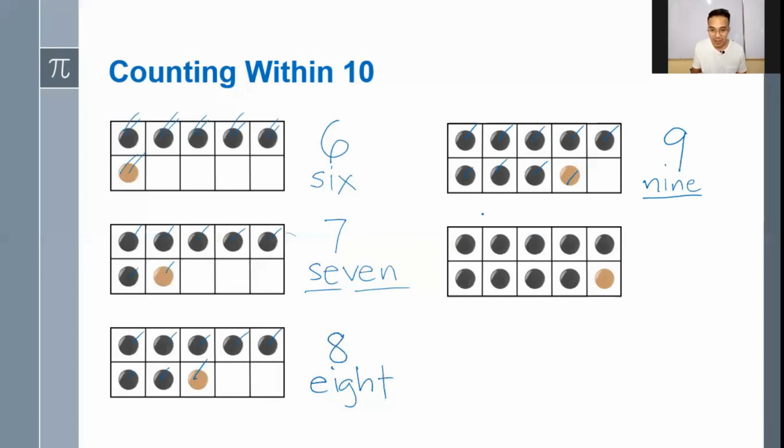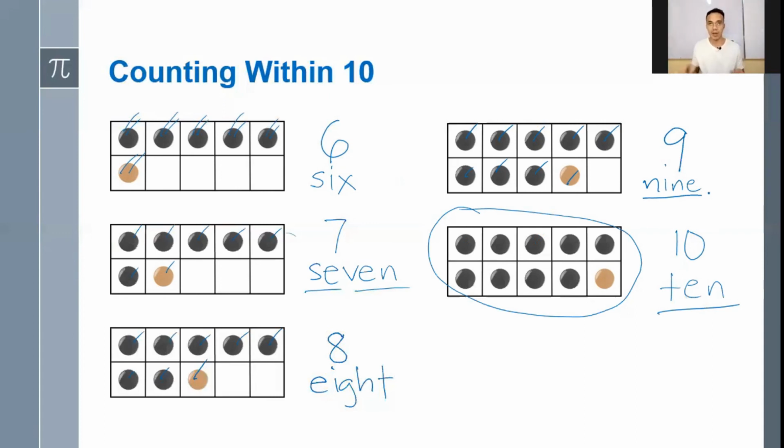And the last number that we're going to discuss is number 10. Look at this, grade 1. The 10 frame is already full. It's full of counters. It means there are 10 counters all inside this 10 frame, right? We don't have to count the counters because we know already that this is full. So this is how you're going to write number 10 and 10 in word.